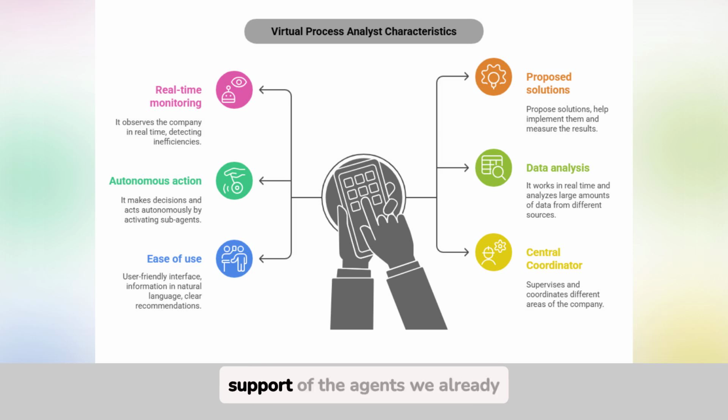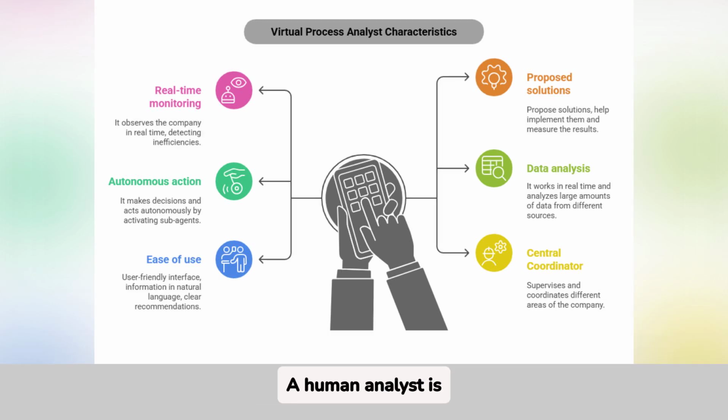And we do all this with the support of the agents we already have in place, right? Or do we need to develop more functionality? A human analyst is valuable, no doubt, but he has natural limitations. He needs to collect data, hold meetings, understand the context, and prepare reports. All of that takes time. The VPA works in real time, analyzes thousands of data simultaneously, and learns from the results it gets. In addition, it does not get tired, does not have bad days, does not go on vacation, or leave for another company when it receives a more tempting offer. VPA guarantees continuity, accuracy, and the ability to constantly improve.